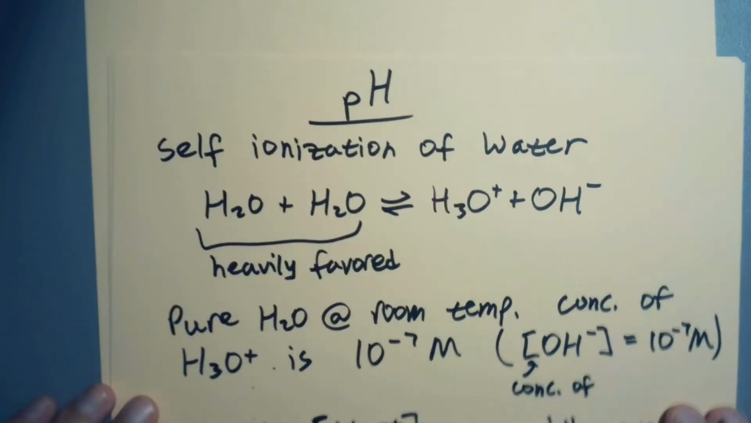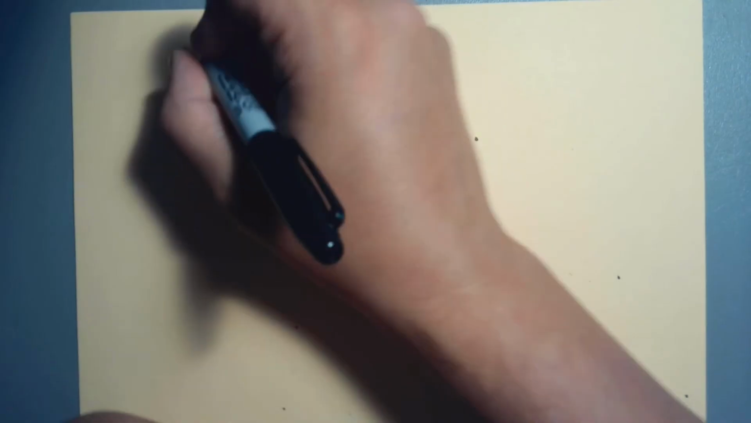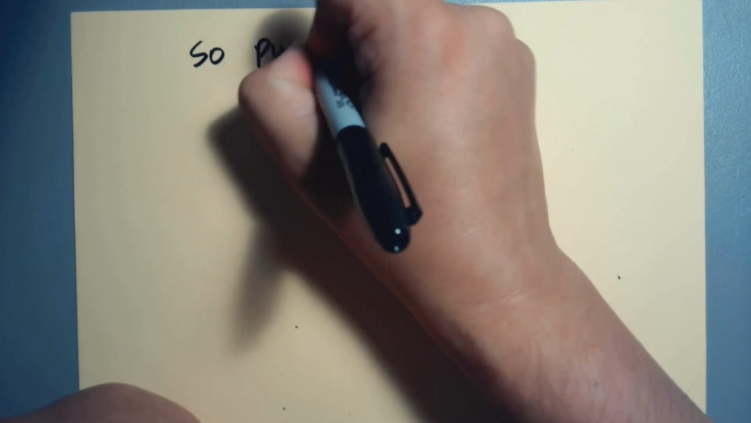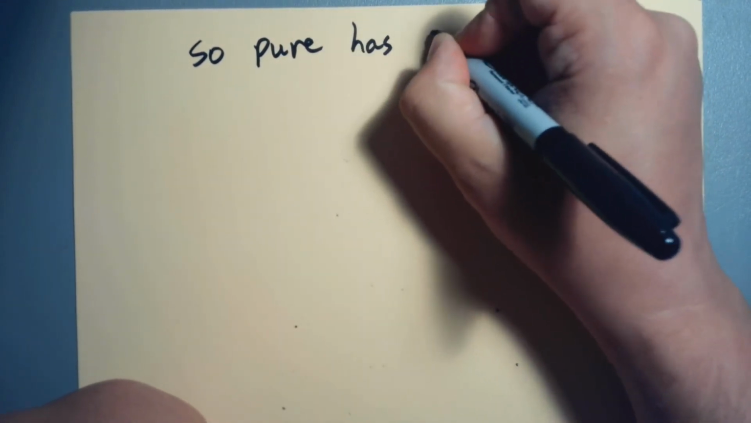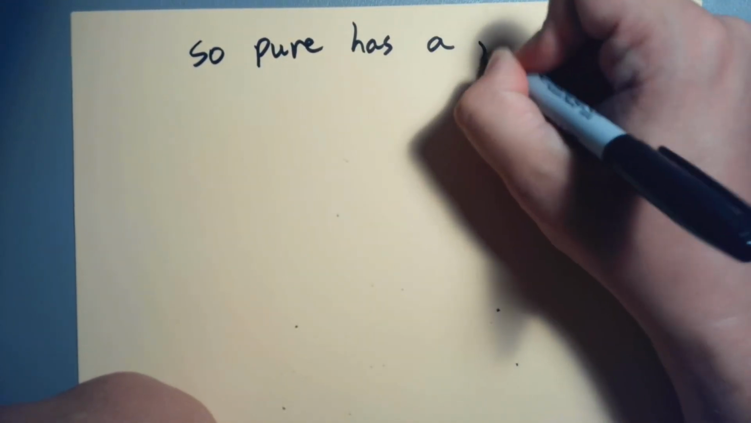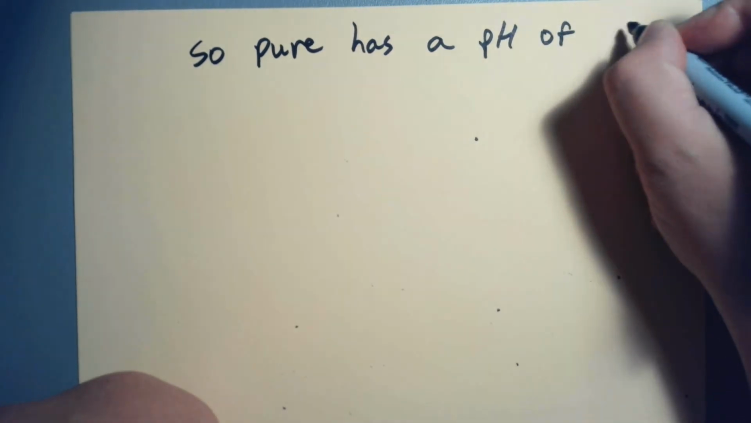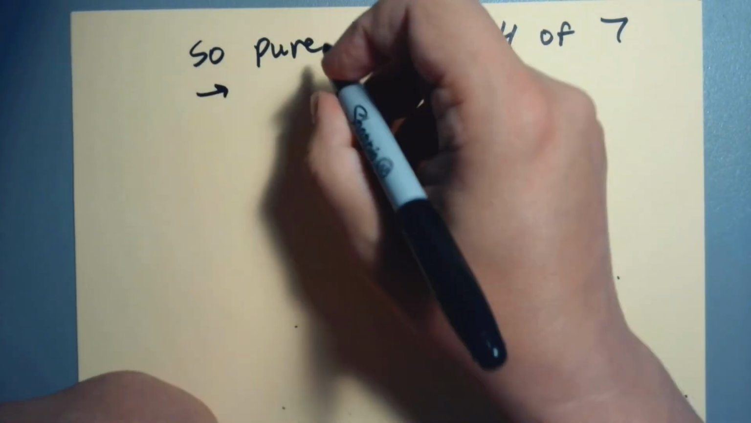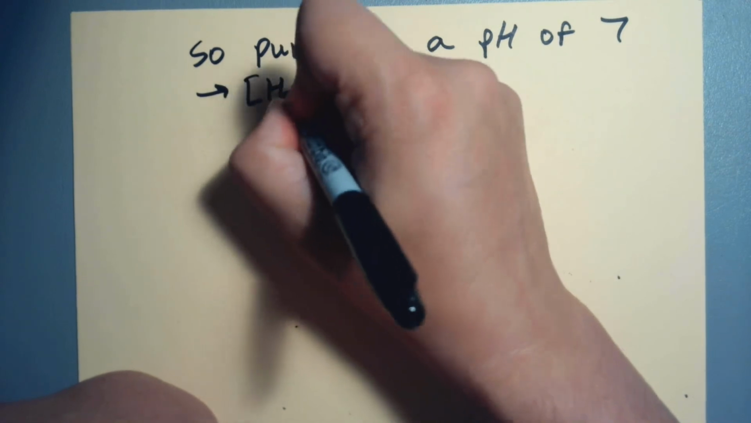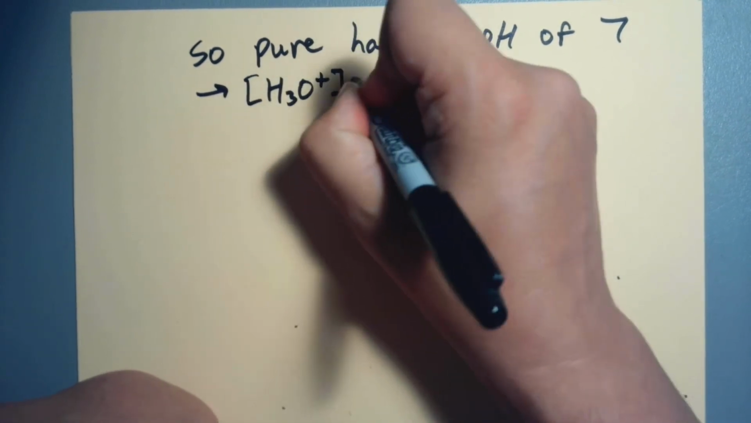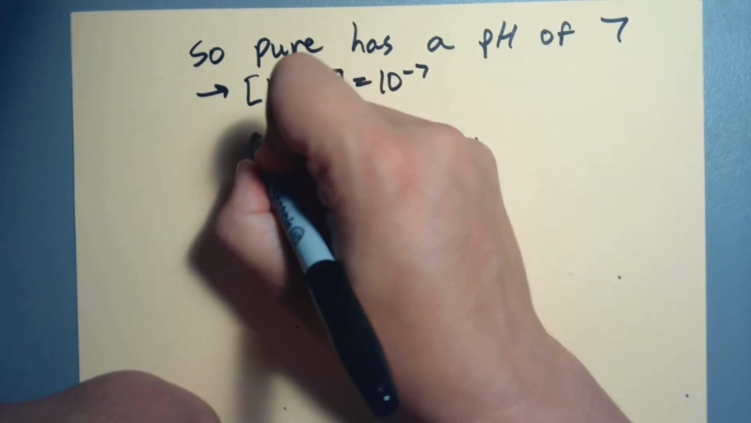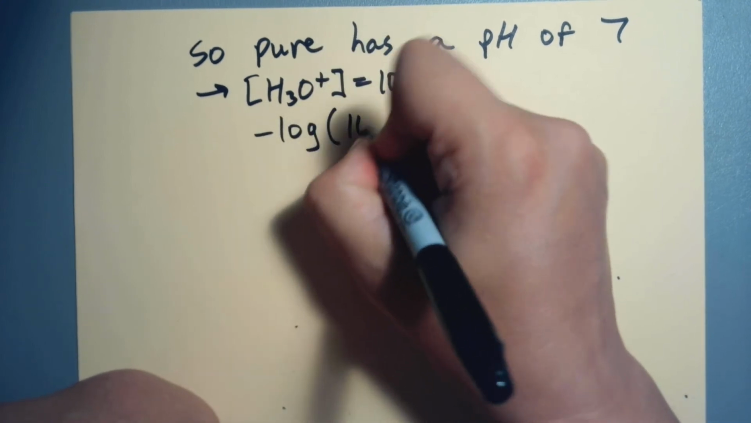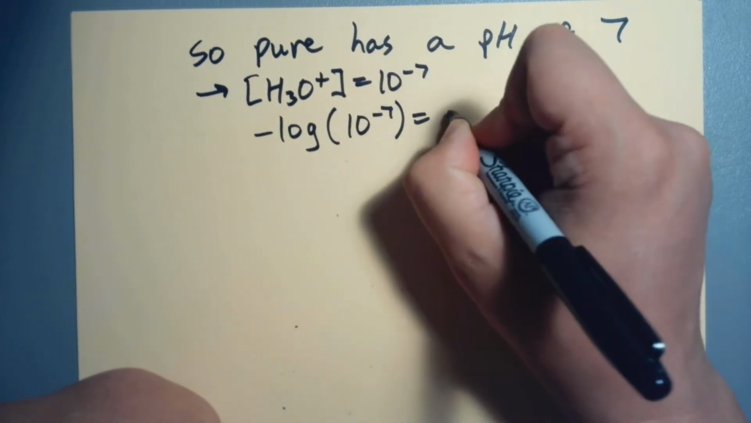Alright, so if this is our concentration, pure water has a pH of 7, because the concentration of H3O plus in pure water equals 10 to the negative 7. The negative log of 10 to the minus 7 equals 7.